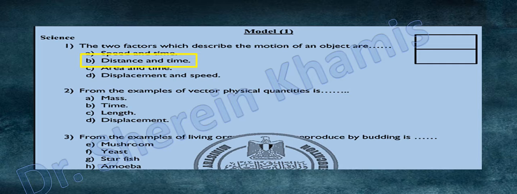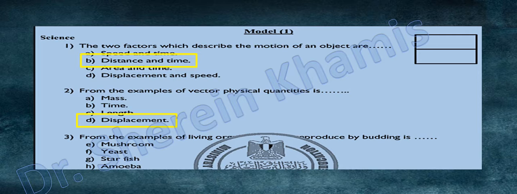Mass, do you think mass needs direction? We have mass, time and length. All these, the first three, don't need any direction, but the last one, displacement, which is the right answer, needs a direction, as it is a distance but in a certain direction. So we can define displacement as a distance in a certain direction. We can change the word distance to the word displacement if we have that direction for it. So it is a vector quantity.